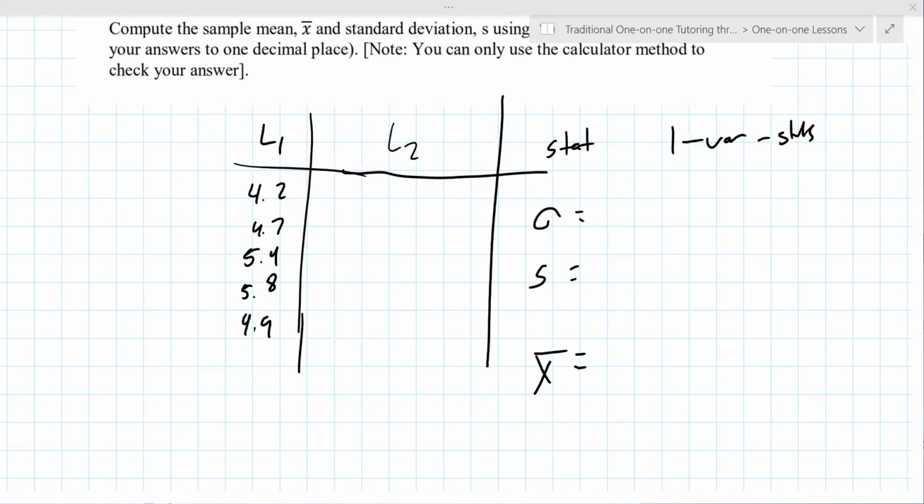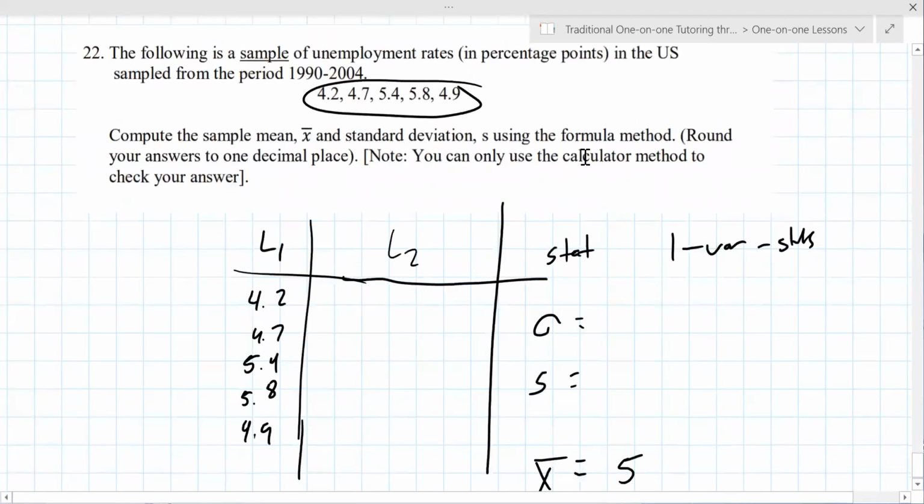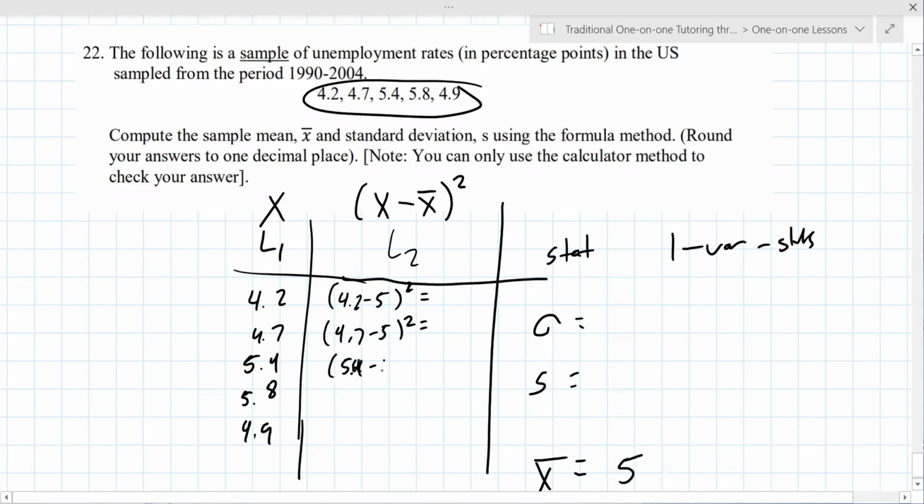So the sigma sign. We need X bar because we actually got to do this by hand now, unfortunately. X bar is 5. Okay. The way this says, you can only use the calculator to check your answer. So what you have to do is X and then X minus X bar squared. You take your value 4.2, subtract 5, and then square it and get that number. 4.7 minus 5, square it and get that number. 5.4 minus 5, square it and get that number.